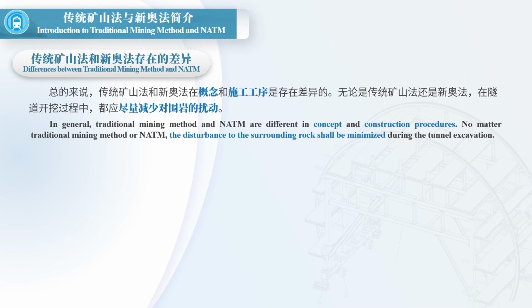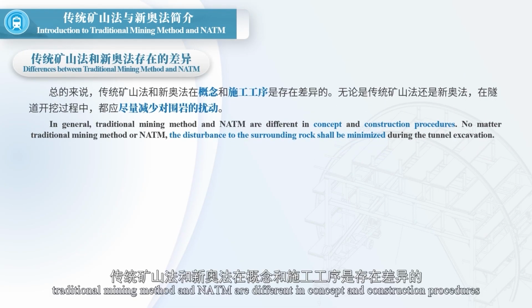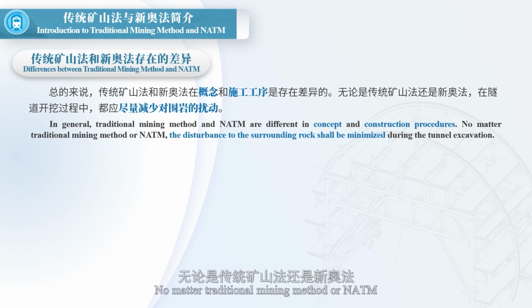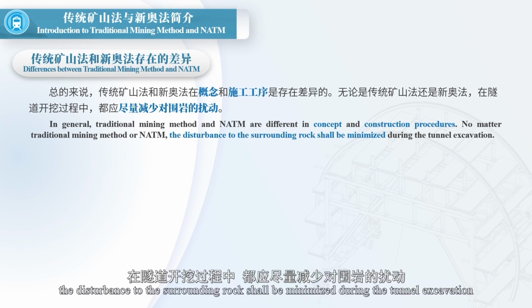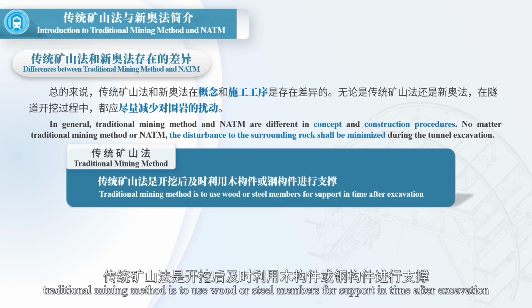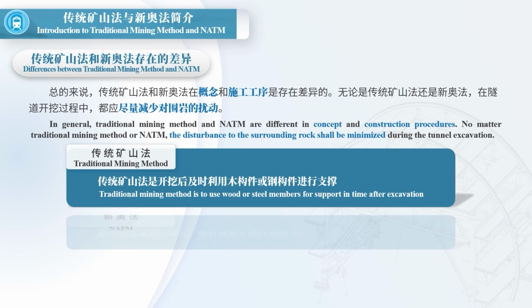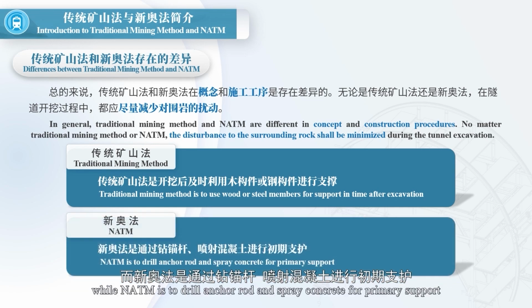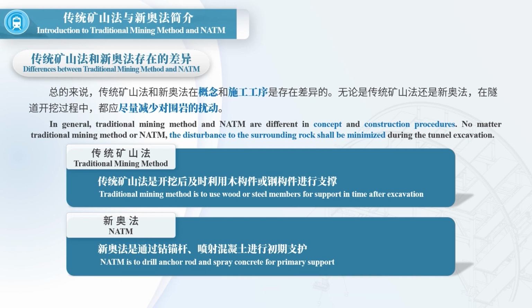In general, traditional mining method and NATM are different in concept and construction procedures. No matter traditional mining method or NATM, the disturbance to the surrounding rock shall be minimized during the tunnel excavation. However, traditional mining method is to use wood or steel members for support in time after excavation, while NATM is to drill anchor rod and spray concrete for primary support.